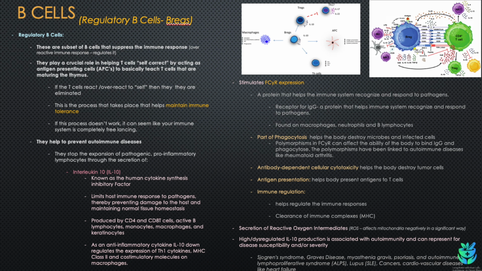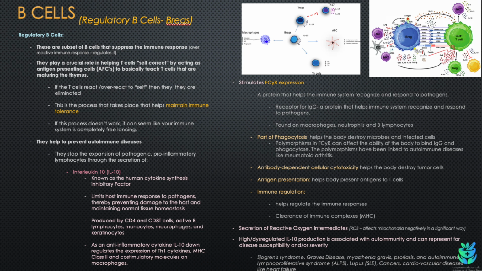Now, this can affect your mitochondria in a very significant way, and not in a good way, because of the secretion of reactive oxygen intermediates, which, remember, reactive oxygen species is kind of like a rusting in your cells. High or dysregulated interleukin 10 production is associated with autoimmunity and can represent disease susceptibility and/or severity.